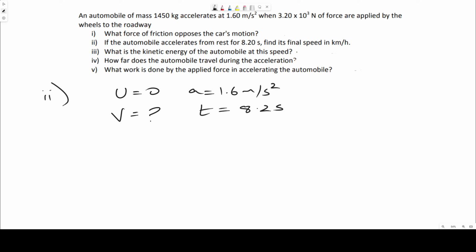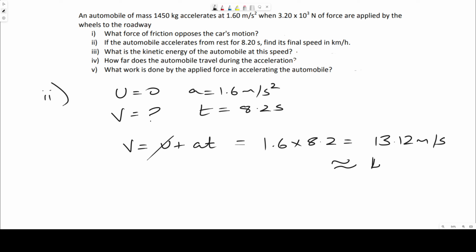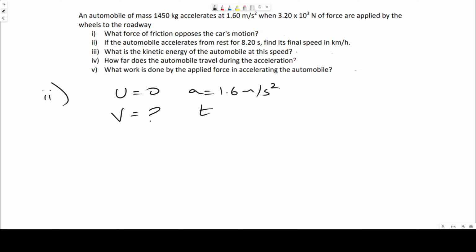Here we will use one of the equations of motion, V is equal to U plus AT. The U is 0, so that goes away, and that'll be 1.6 times 8.2. That's equal to 13.12 meters per second, or in terms of kilometers per hour, that's about 47.2 kilometers per hour. Hope that makes sense as well. The equations of motion are just something we all will have to memorize regardless. The 5 equations of motion will come very handy, especially in this question.